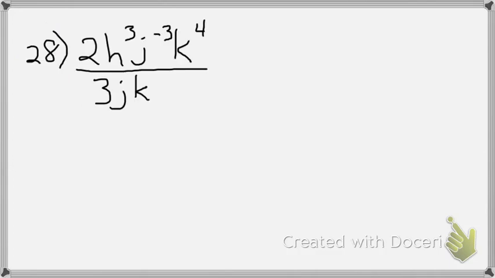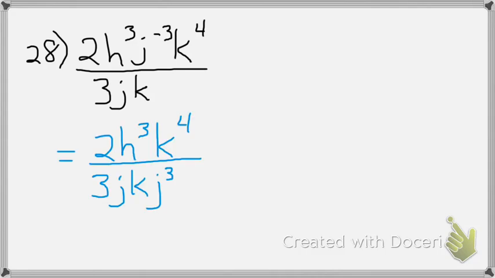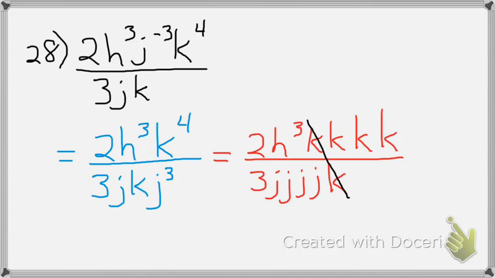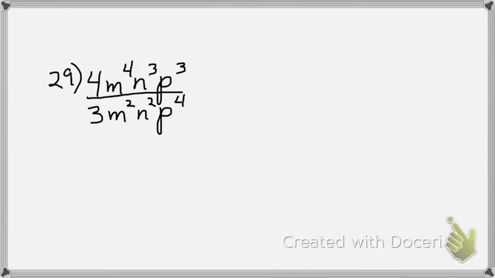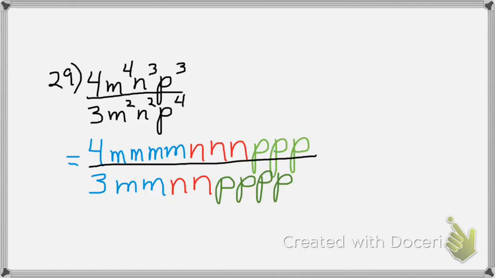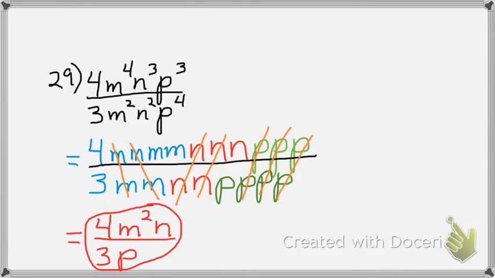28, just move the j to the negative 3 to the bottom. And order of multiplication doesn't matter, so I'm going to now group the j's together in the bottom, and then cancel out that one pair of k's that I can, and I'm left with 2h cubed over 3j to the 4th. 29, I'm going to expand out and then cross out pairs that I can. Left with 4m squared n over 3p.